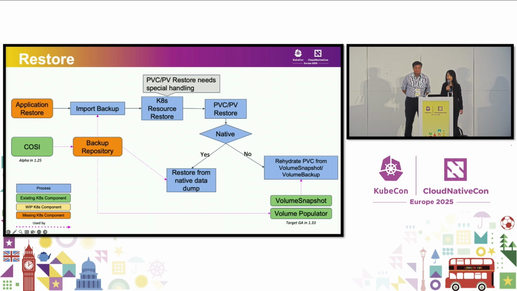We also have the volume populator feature here that is targeting GA in the 1.33 release. This feature allows you to create a PVC from an external data source, such as a backup, that is not a volume snapshot or another PVC. So this feature is very useful during restore time.